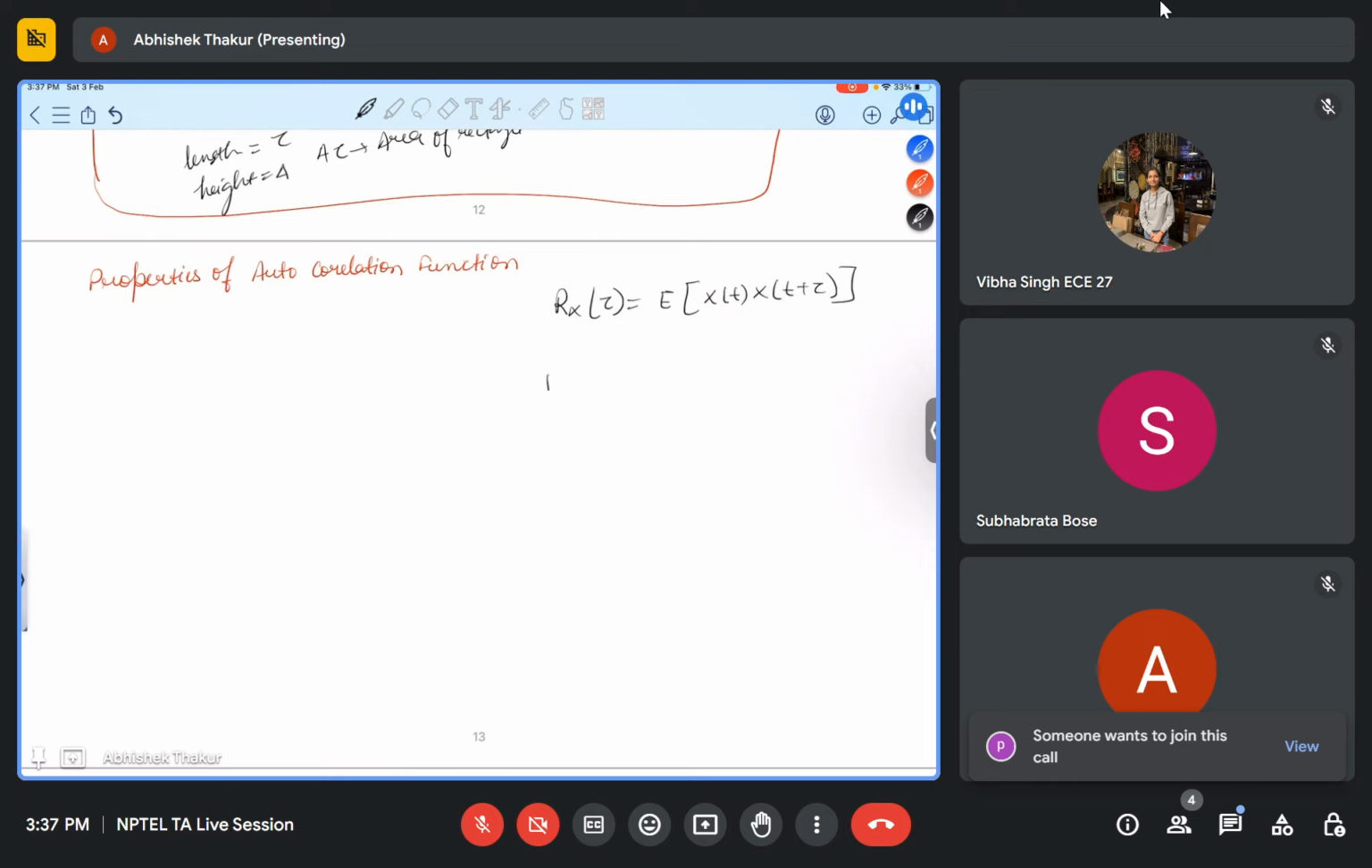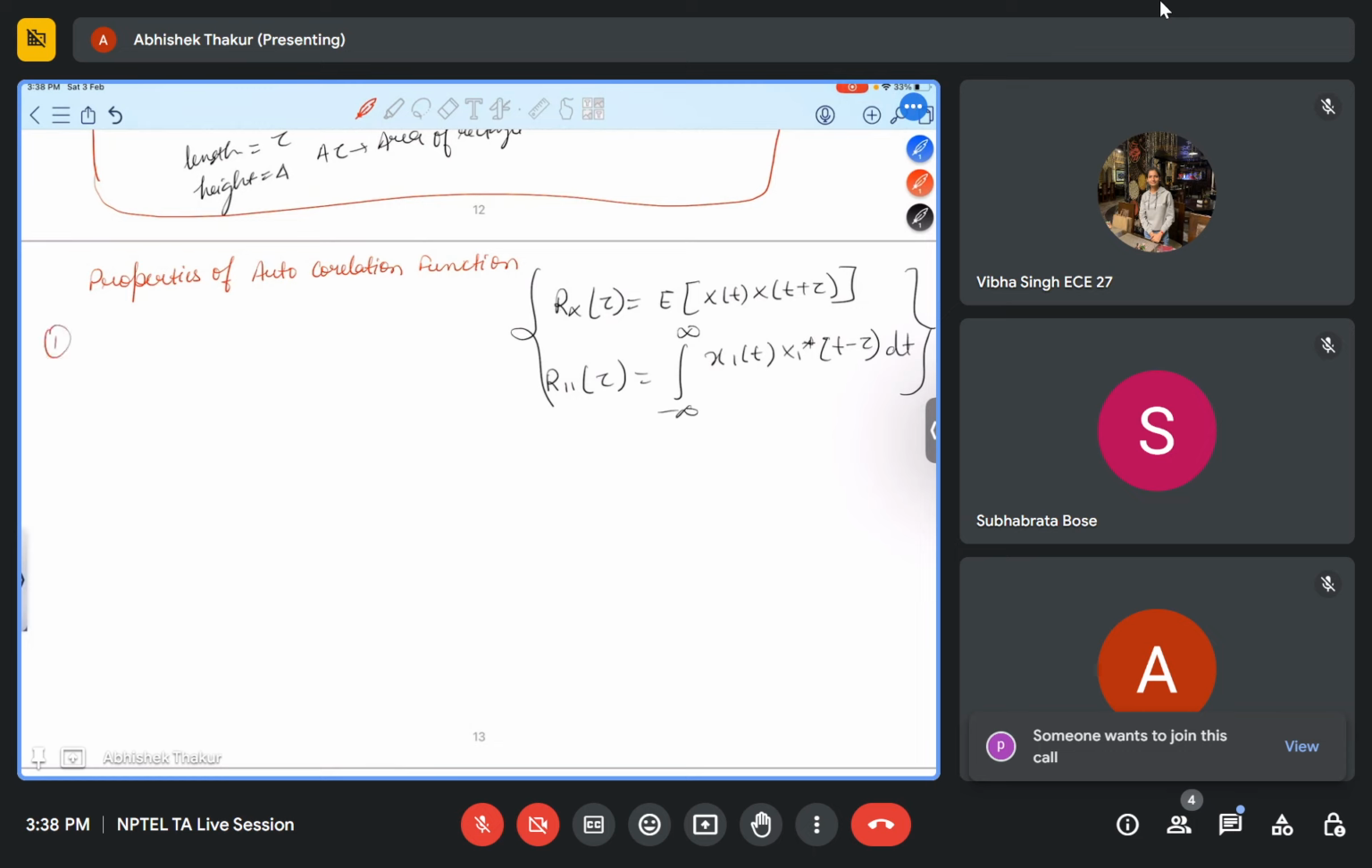R11(tau), that is the autocorrelation function. Autocorrelation means similarity of the signal with itself. So it is a self similarity of x1(t). Okay. So R11(tau) is equal to the integral of x1(tau) into x1(t minus tau) dt. So these both are same. So we'll see some of the properties.